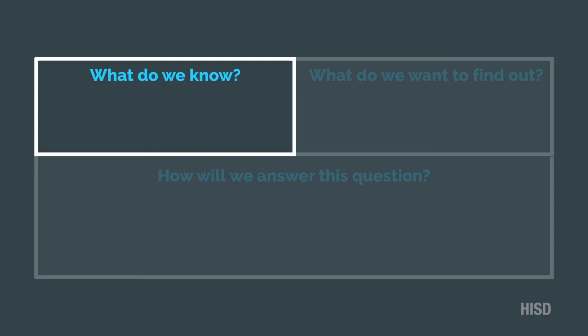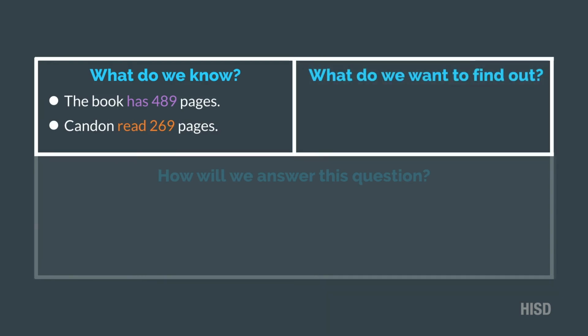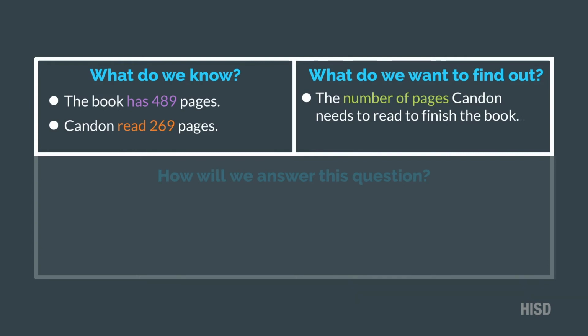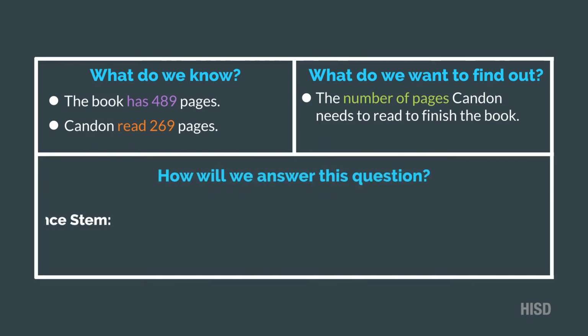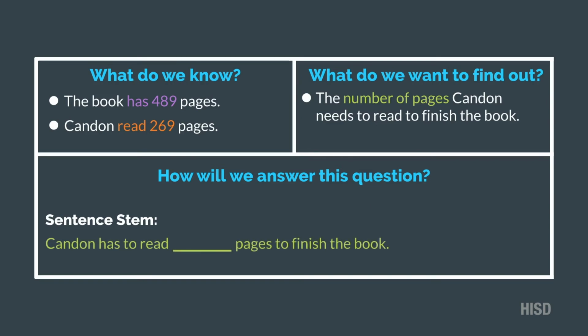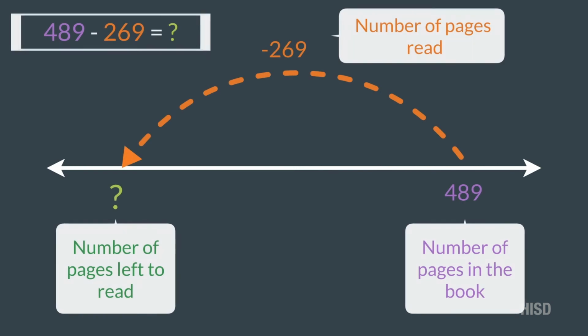What do we know? We know the book has 489 pages and that Camden read 269 pages. What do we want to find out? We want to find out the number of pages Camden needs to read to finish the book. How will we answer this question? We can use a sentence stem like this. Camden has to read blank pages to finish the book. We can also represent the story using an open number line and a number sentence like this one.